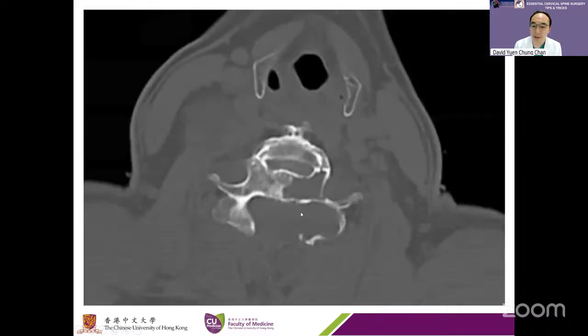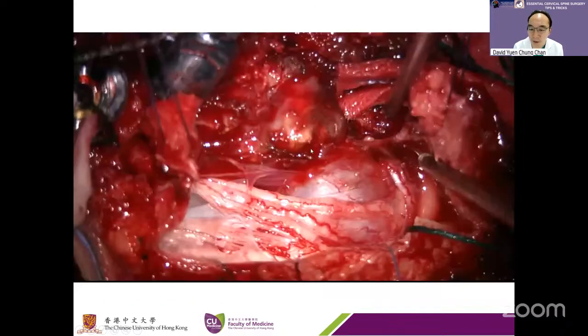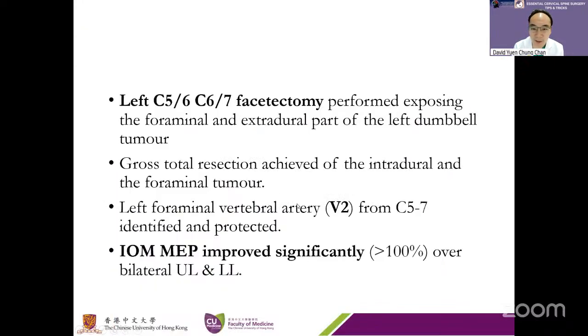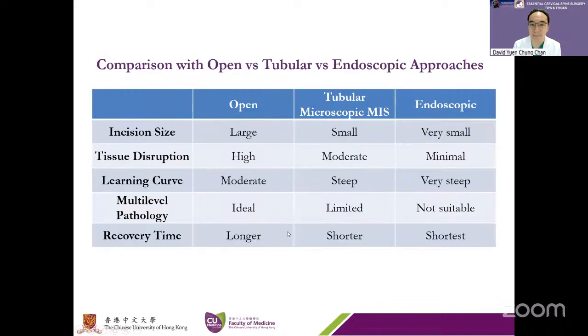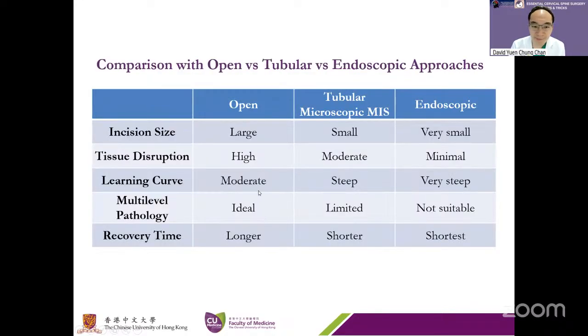There's this last case of complex dumbbell spinal tumor with bony erosion and a large bony defect. So we again perform facetectomy and fusion in addition to laminectomy, and then closure with duroplasty. And the patient had a good outcome with improvement of motor evoked potential.